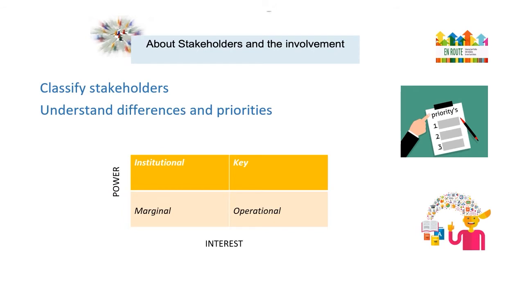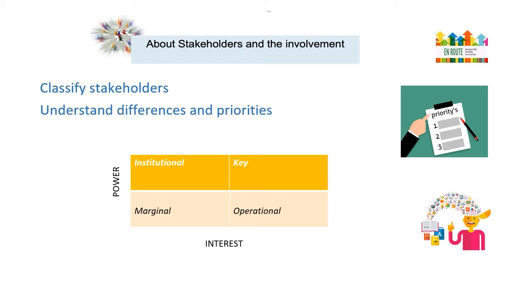Classify stakeholders. Understand differences and priorities. The two variables to keep in mind in the study phase are interest and power. There are four types of figures with interest in the project and power to intervene in decisions on the project itself. Marginal stakeholder, low interest, low power. They live the project indirectly, without being able to influence it.